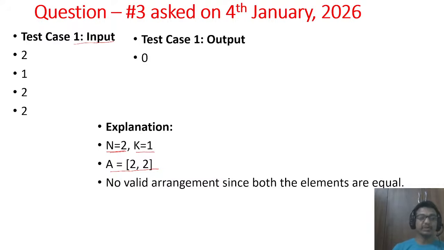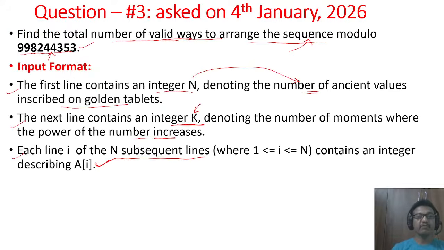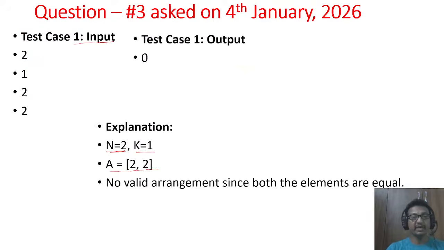So what do you need to do? What is the problem here? You need to find the number of valid ways in which you can arrange this sequence, satisfying the K constraint. K denotes the number of moments where the power of the number increases. How the number should increase in the sequence is given by K here. The number should increase by 1. Generally we call this an ascent.